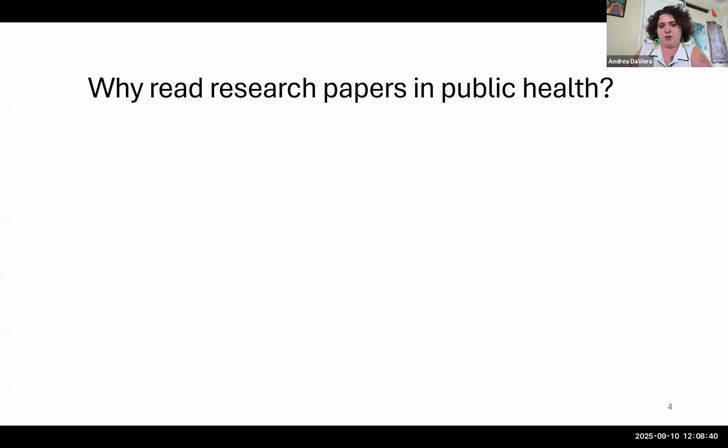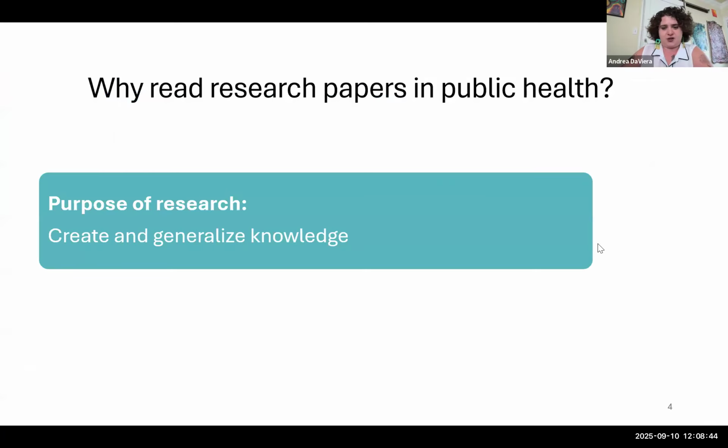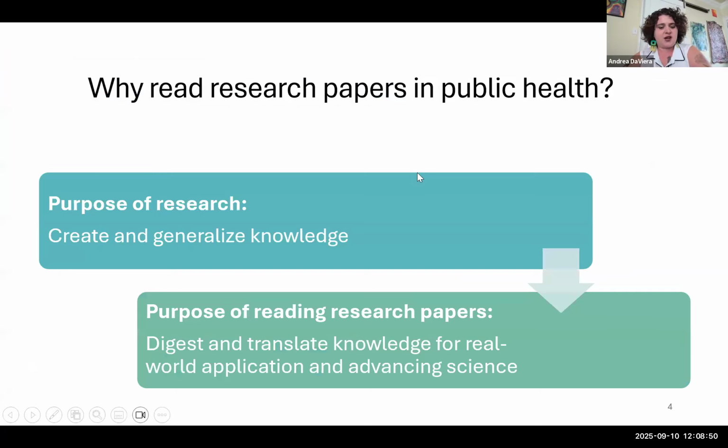So why do we want to read papers in public health? Well, we know generally the purpose of research is to create and generalize knowledge. The purpose of reading research is to digest that knowledge for some kind of real world application, including advancing the science and moving it forward. So whether we find it challenging or not, reading is definitely one of the most important things we'll be doing as public health professionals and scholars broadly.